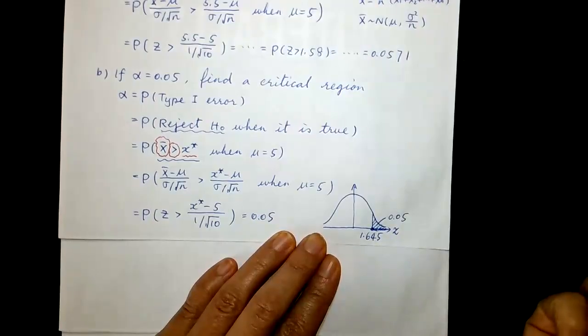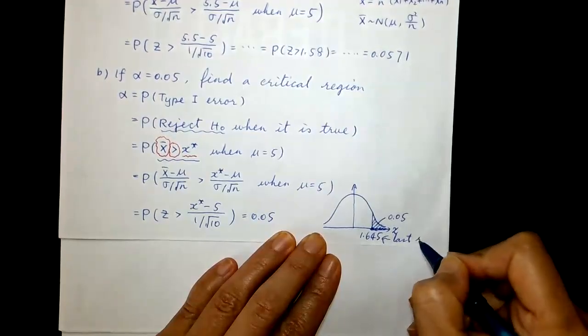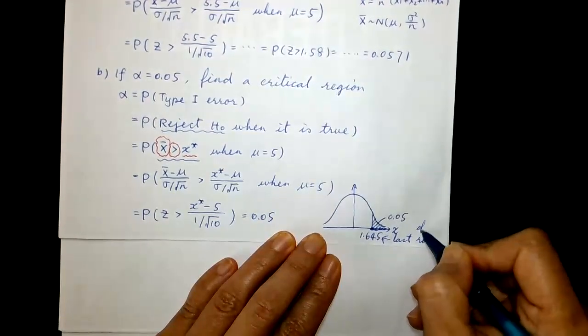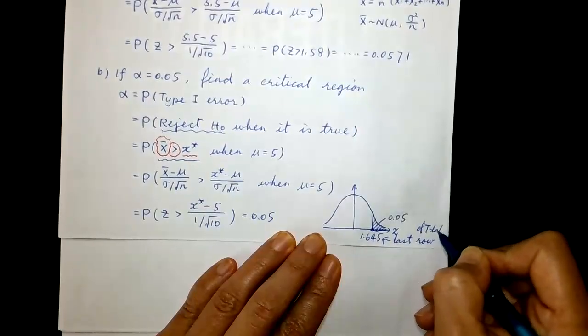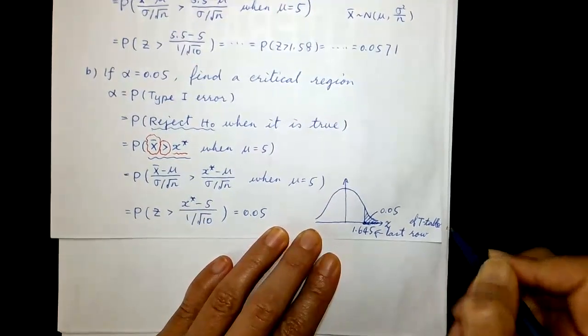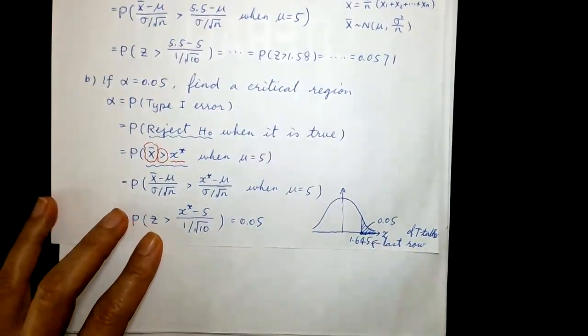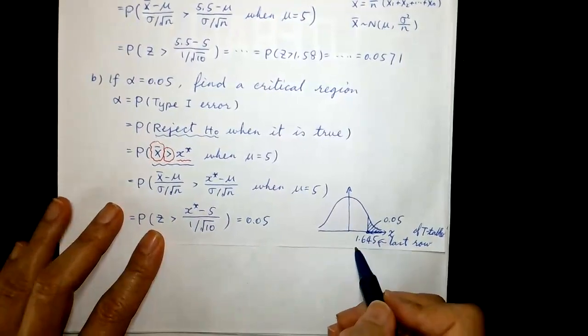That means you did not watch my video on the second day of confidence interval, where I introduced the T table. So this is the last row of the T table. It's very handy. It's much faster to use this one, the last row of the T table.